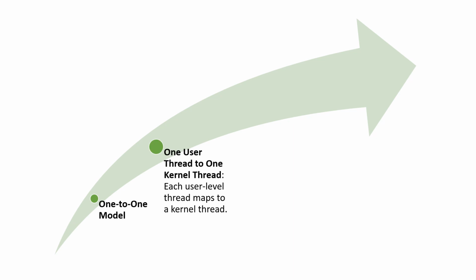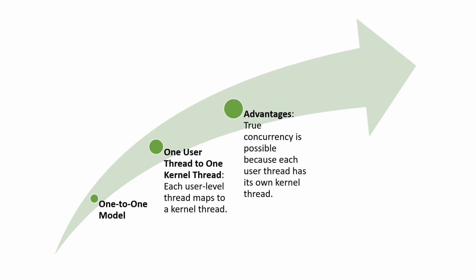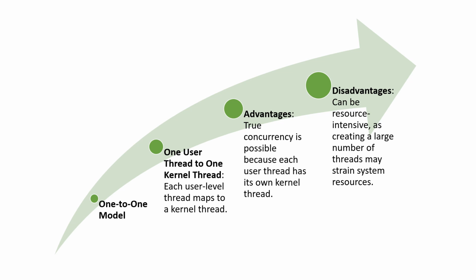And next is the one-to-one model. And here, one user thread to one kernel thread, that is, each user level thread maps to a kernel thread. This one-to-one mapping. Here the advantage is that true concurrency is possible because each user thread has its own kernel thread. And the disadvantage here is that it can be resource intensive, as creating a large number of threads may strain the system resources.